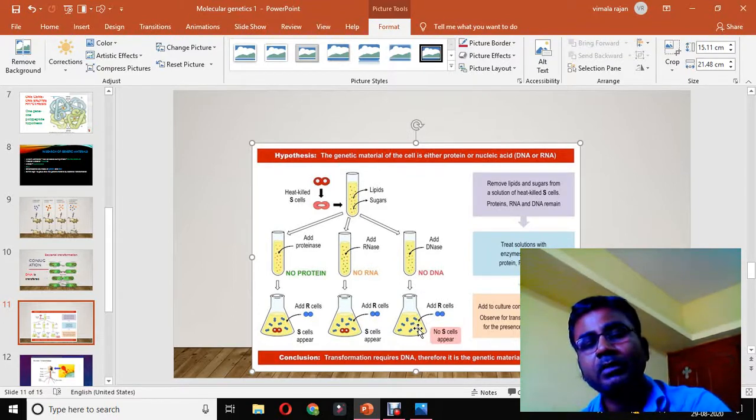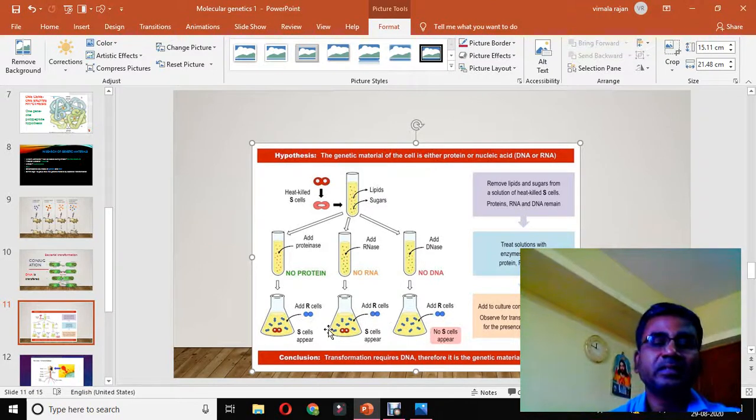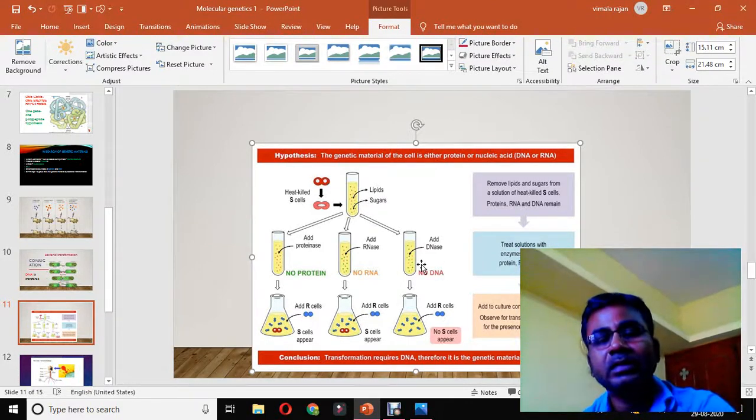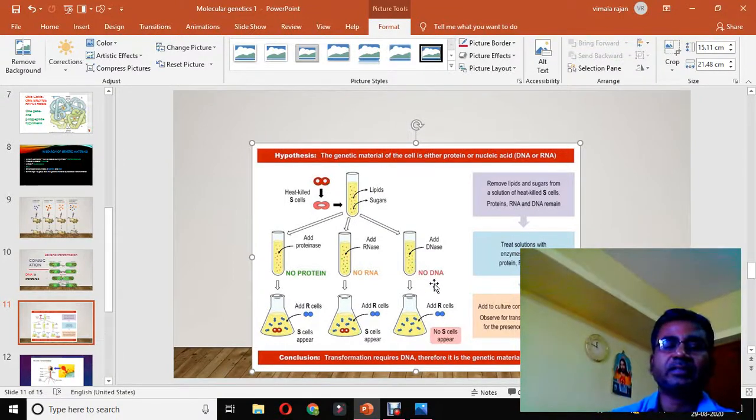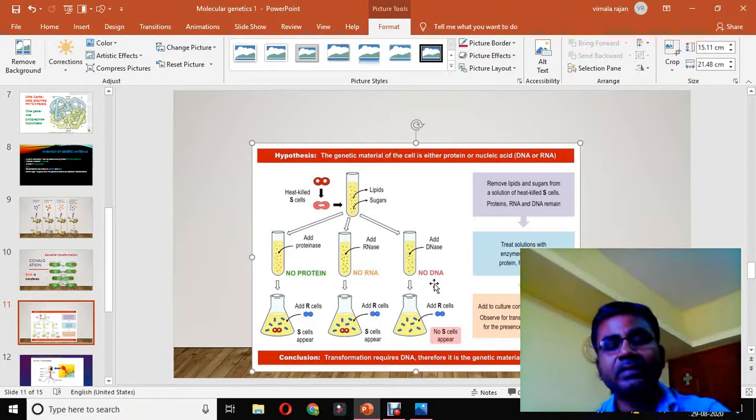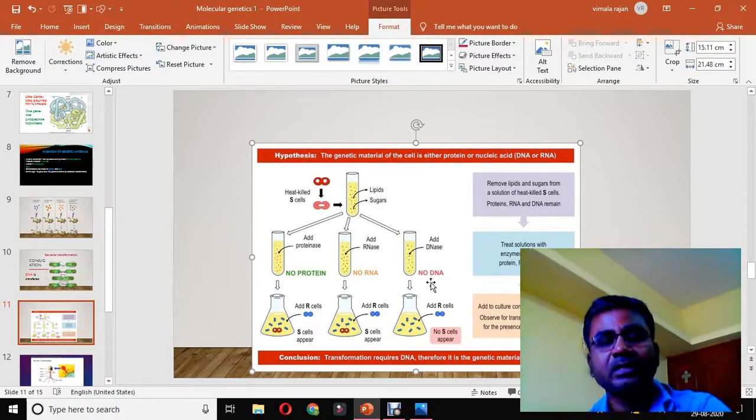In the first two flasks transformation takes place, because DNA is there. In the third flask only there is no DNA, as a result there is no transformation. So from this we can understand transformation requires DNA, and DNA is the genetic material. With that we can finish this lesson.